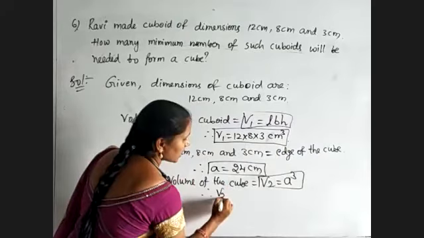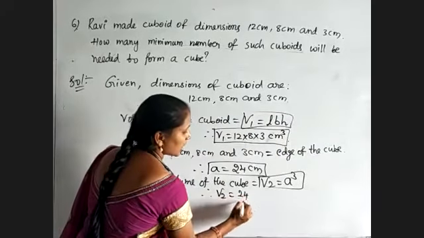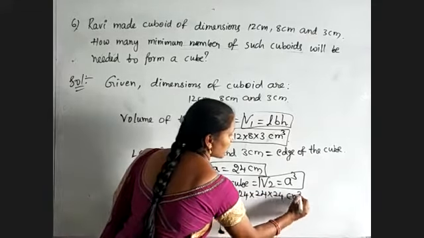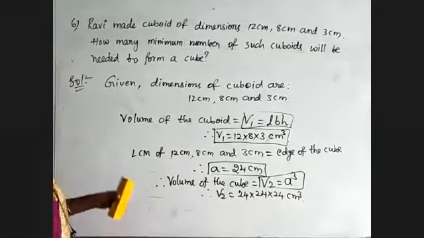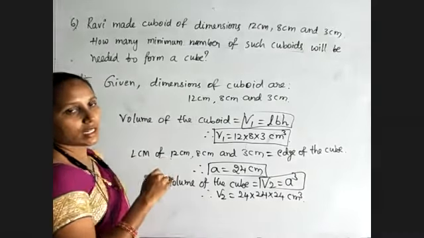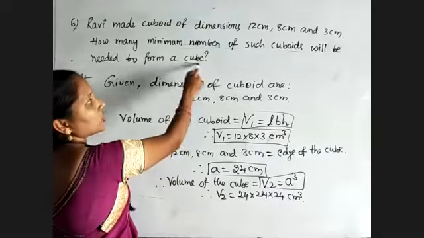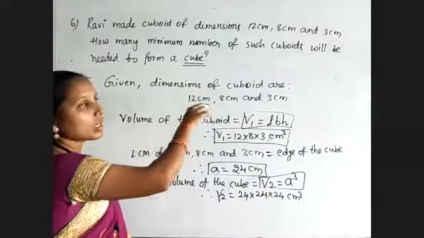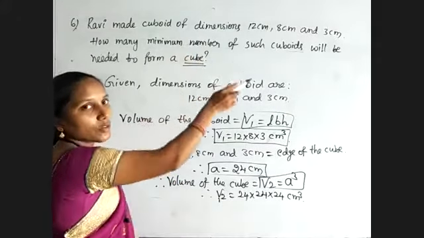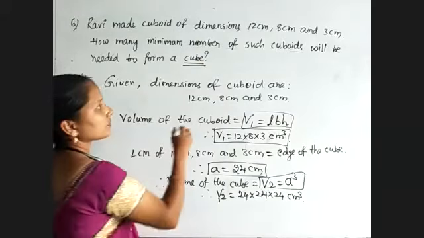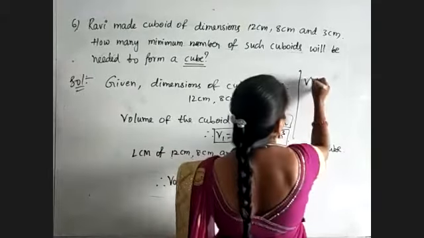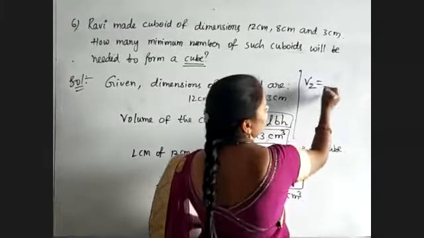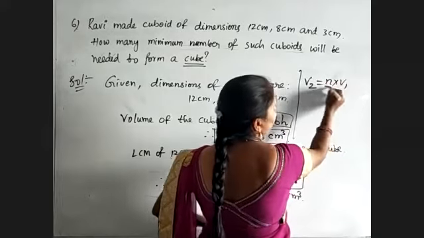Therefore, V2 is equal to A cube, that is 24 centimeters cube, 24 into 24 into 24 centimeters cube. And as per the question, we need to find the number of cuboids. Why? Because we need to form a cube. That means the volume of the cube must be equal to the number of cuboids into the volume of one cuboid. That is V2, sorry, V2 means cube here. V2 is equal to N into V1, N being the number of cuboids.